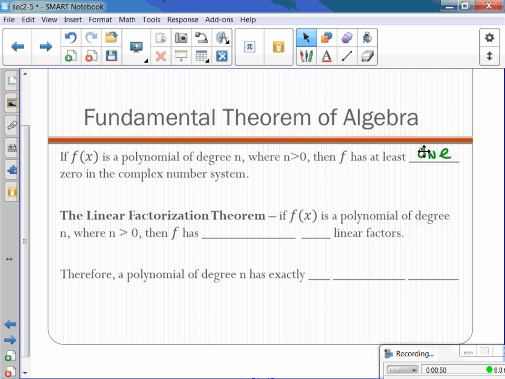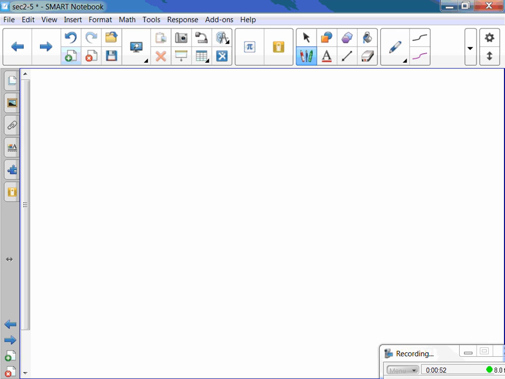What if we have here a polynomial of degree 2? It has at least 1 zero according to what we just said. What's the maximum number of zeros it can have? 2, right? Anything larger, it can't have 3. This is the second degree polynomial. So, how do I find my zeros?